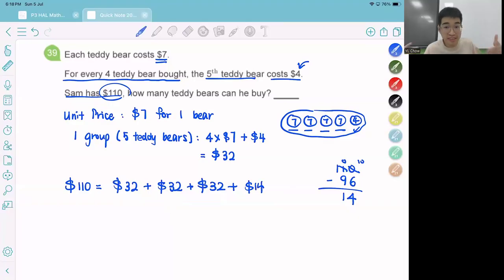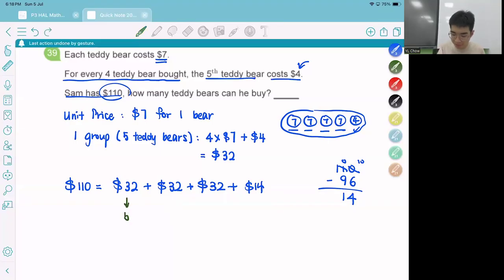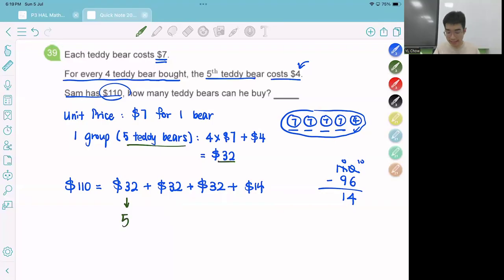Should he just keep the $14 in his pocket? No, he could buy more teddy bears, right? Then let's see how many teddy bears he can buy with each of the amounts. First he spent $32 to buy five teddy bears, because one group has five teddy bears for $32. Second group, five teddy bears. Third group, five teddy bears. How about the fourth group? $14.